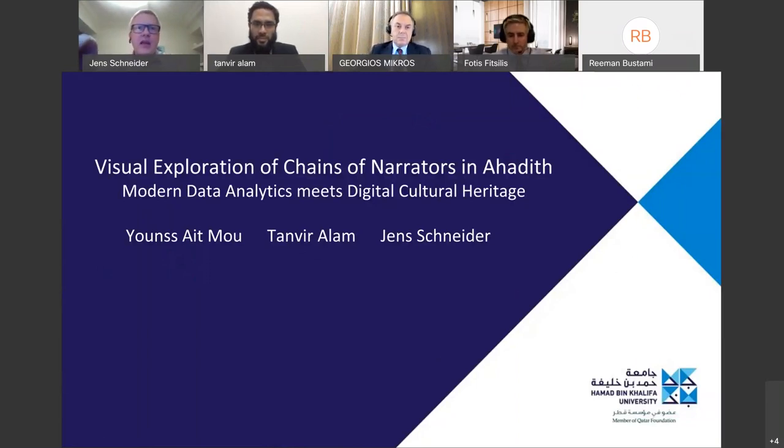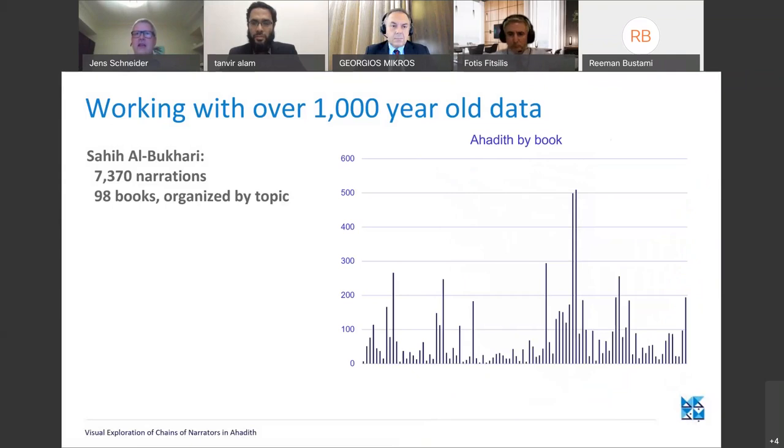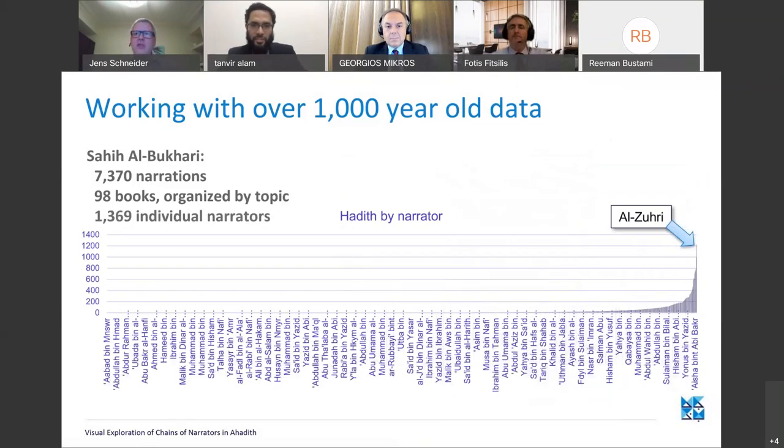And if you're familiar with the Hadith, then you know that there's six books that are considered a canon, and we are focusing on the Sahih al-Bukhari with a total of over 7,000 narrations before you merge duplicates and narrations that have multiple chains. And what makes these hadith as a data source so special is that we have 98 books, and they are organized by topic, and they are carefully and meticulously edited and assessed for their strength.